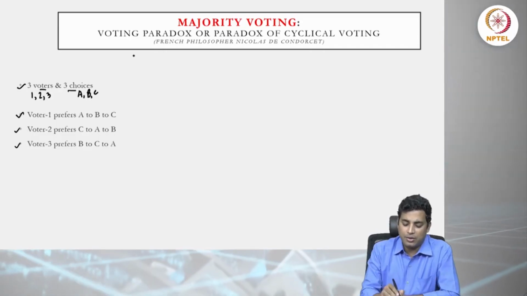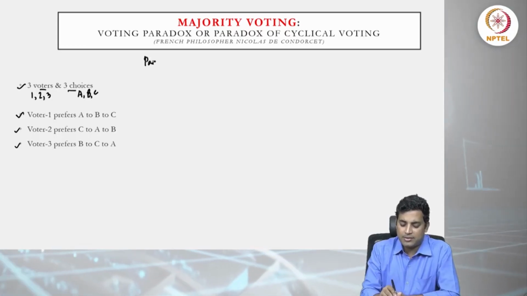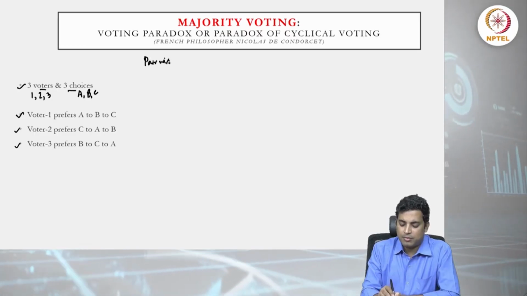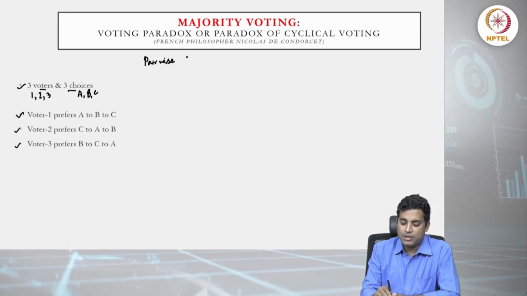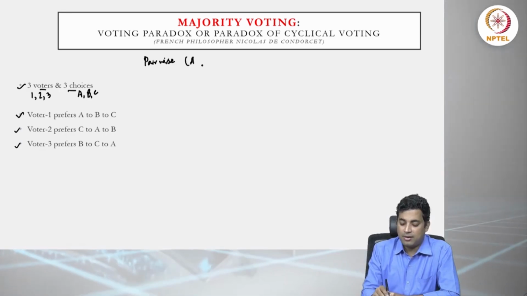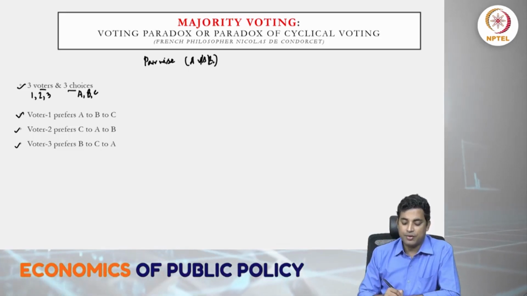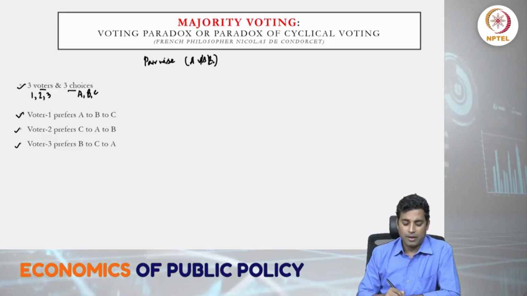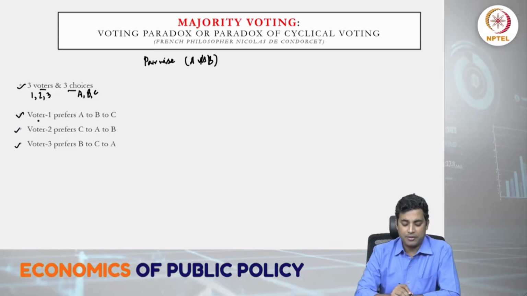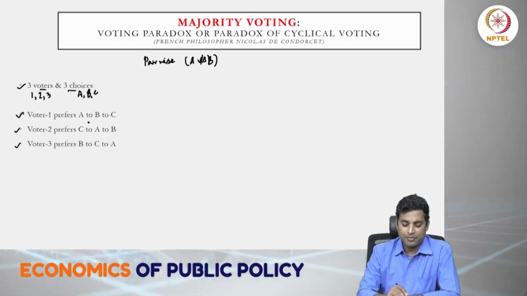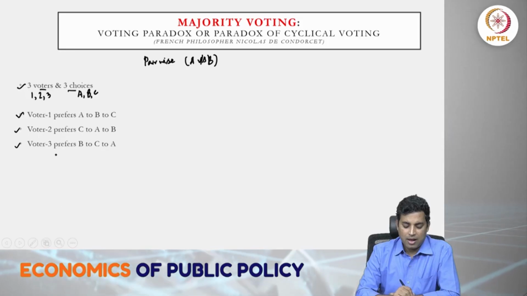So now if we look at pairwise possibilities, assume we take A versus B. If we see A versus B, the first voter, voter 1, and voter 2 give more preference to A as compared to B.